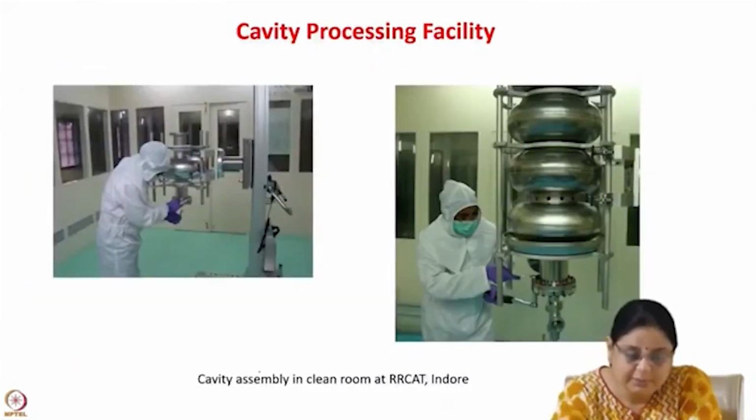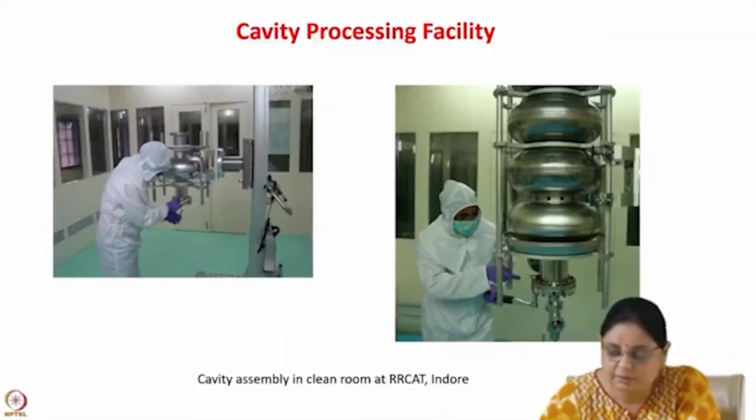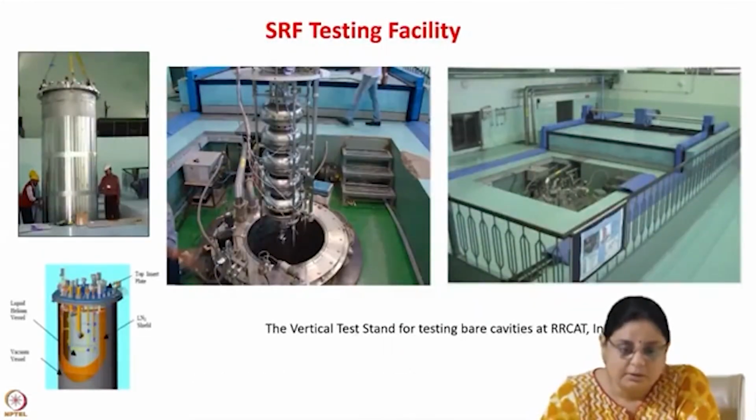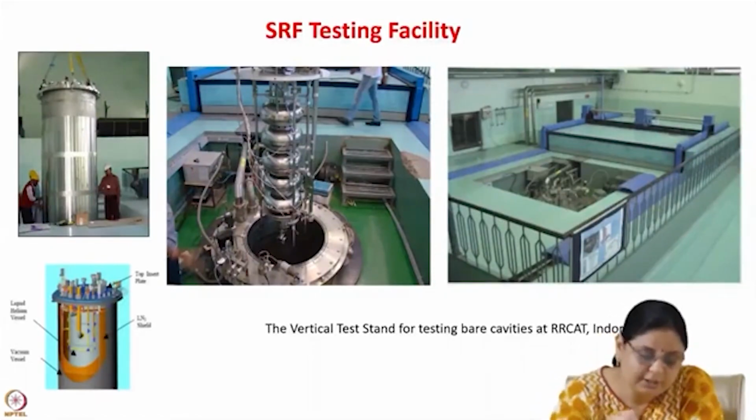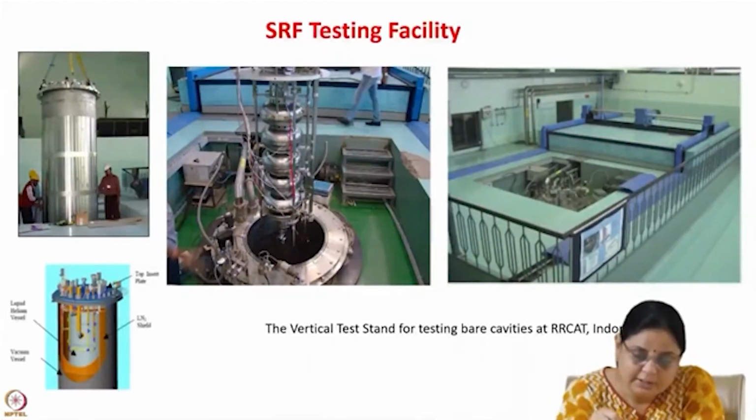The cavity assembly is generally done in clean rooms, so class 100 or class 10, and it is to be done by specialized staff which is properly trained in the procedures. Then the testing facility is also separate. So this is a vertical test stand at RRCAT. Here you can see that this is the elliptical cavity which is being inserted inside the cryostat.